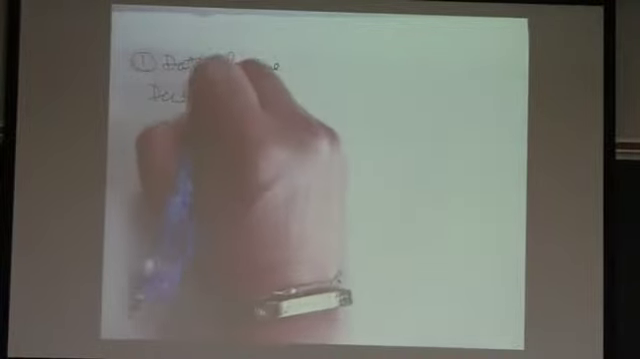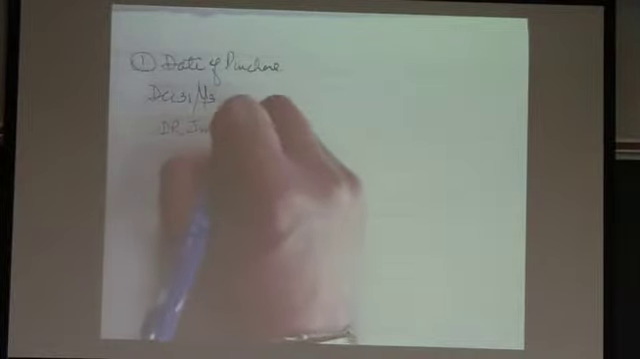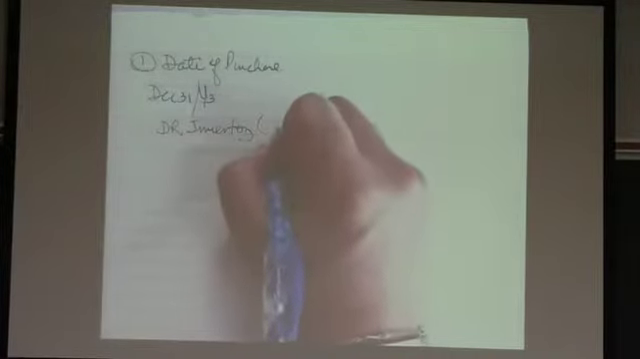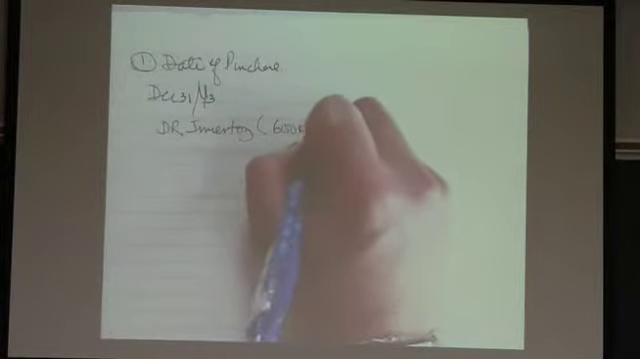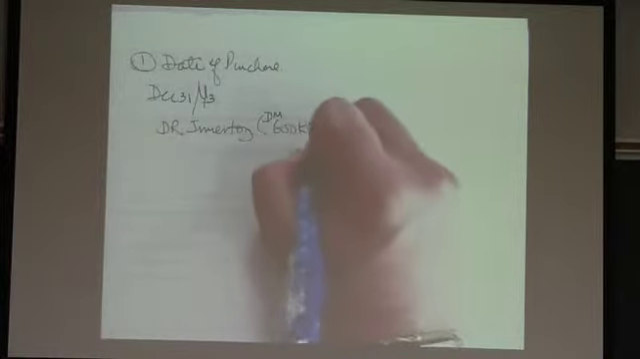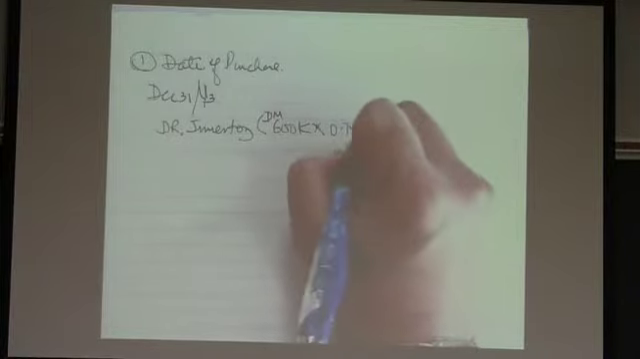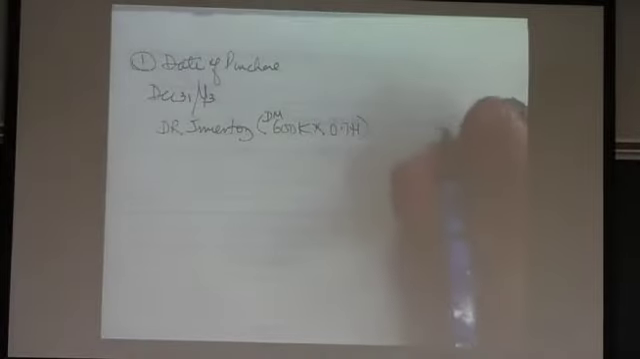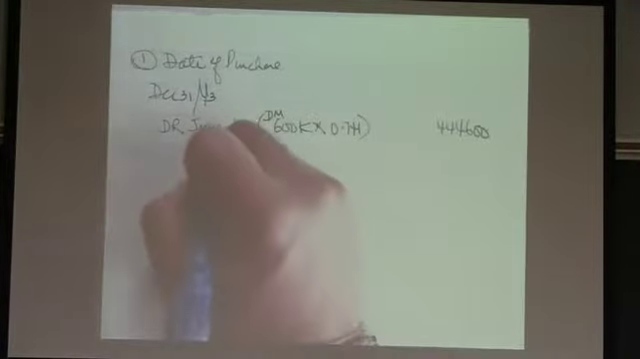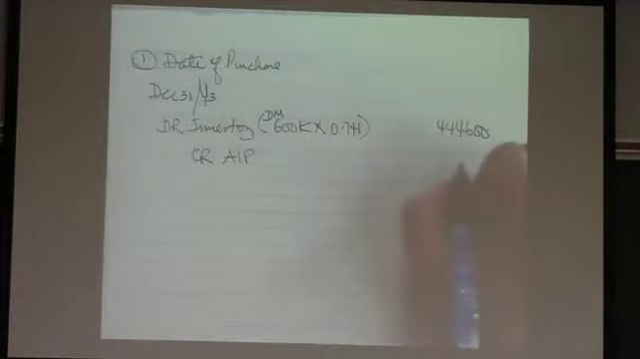The first one is the date of purchase, December 1st, year 3. We're going to debit inventory for 600,000 DM times 0.741. That gives us 444,600, and we're going to credit accounts payable for the same amount.